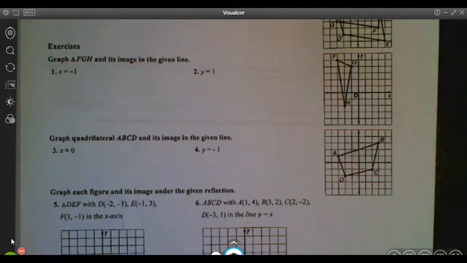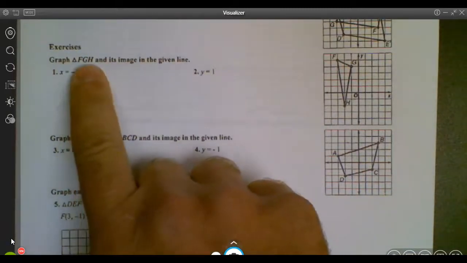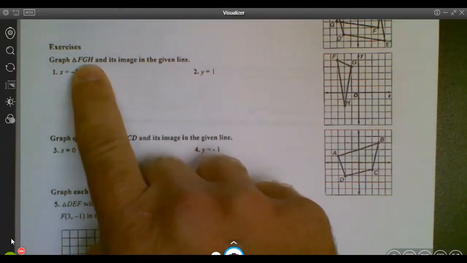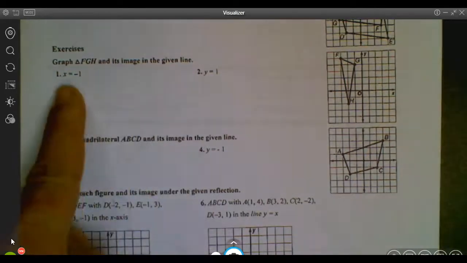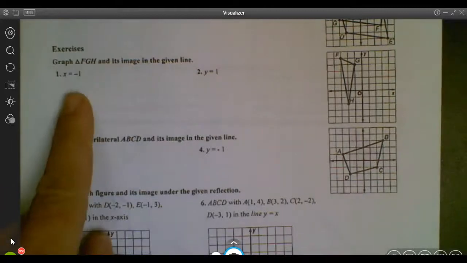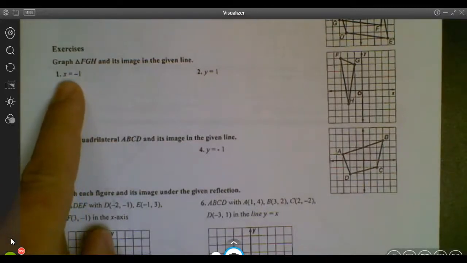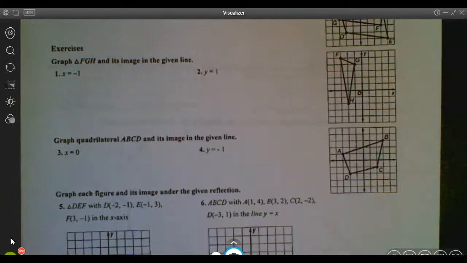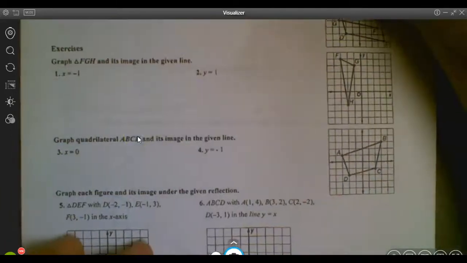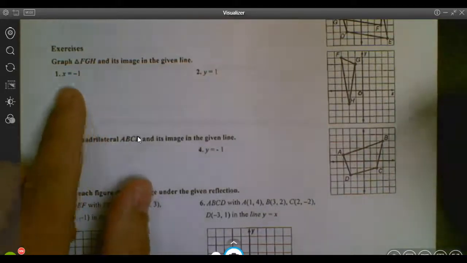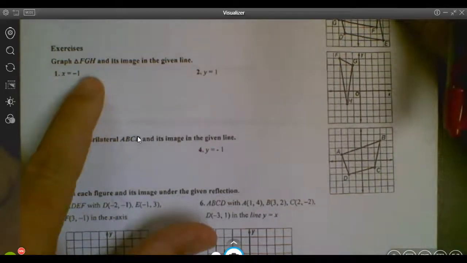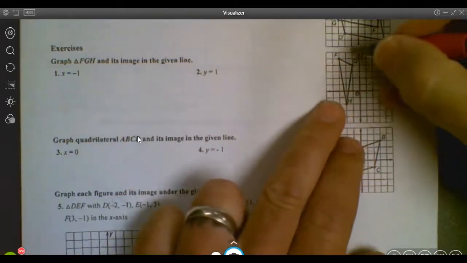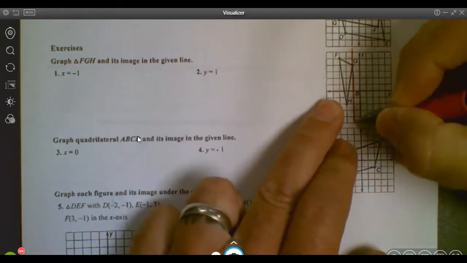And so what I've done is I've already shown the pre-image. Here's FGH, triangle FGH is right here. That's our pre-image. That's what we're starting with. And our goal is to come up with the image after it's been reflected across these lines. So we're going to start out with number 1 here. So my line of reflection is going to be x equals -1. So where do we draw the line for x equals -1? Well, as we've already seen in prior chapters, that would be a vertical line through -1 on the x-axis. So right here, I'm going to draw my line of reflection.